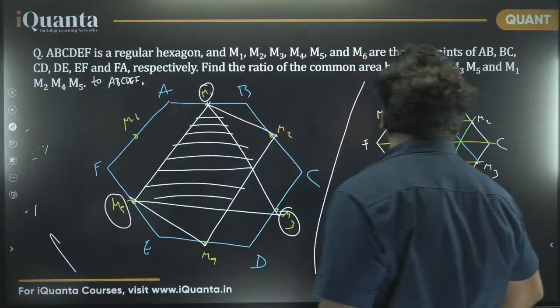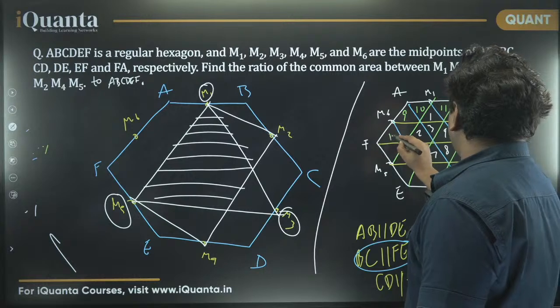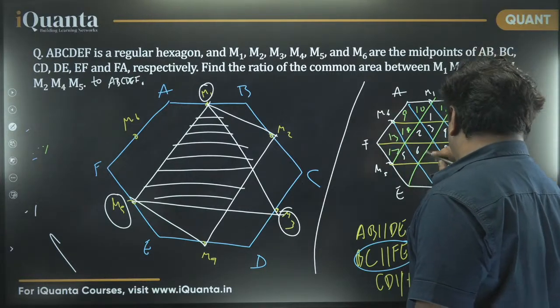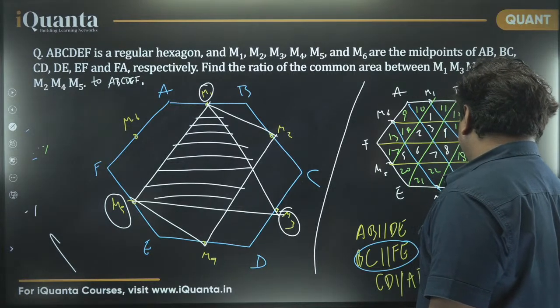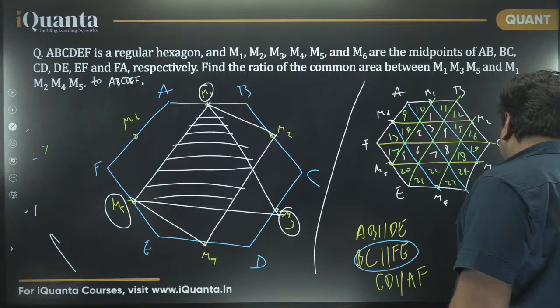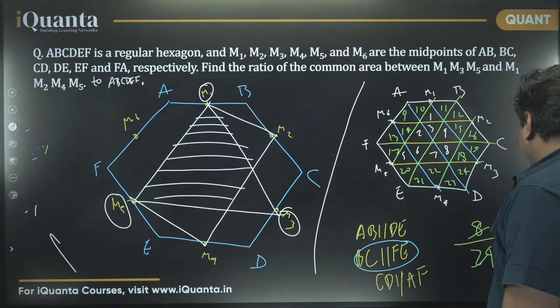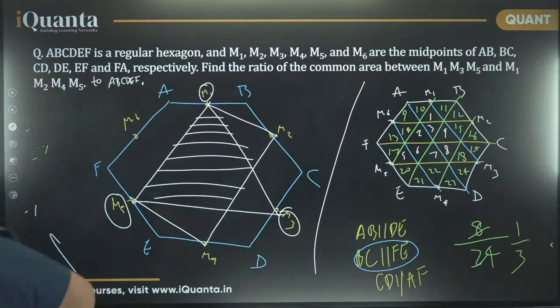And how many do we have? Remaining 9, 10, 11, 12, 13, 14, 15, 16, 17, 18, 19, 20, 21, 22, 23, 24. Overall 24 are there which form the entire hexagon, and we need 8 out of them. So the answer is 1 by 3. How cool is that? Interesting question, isn't it?